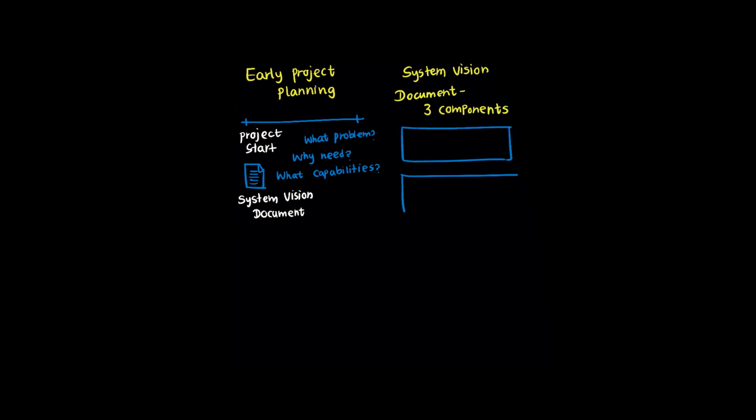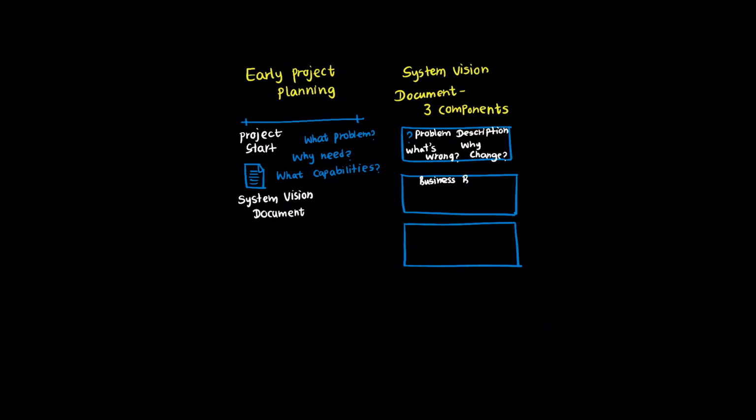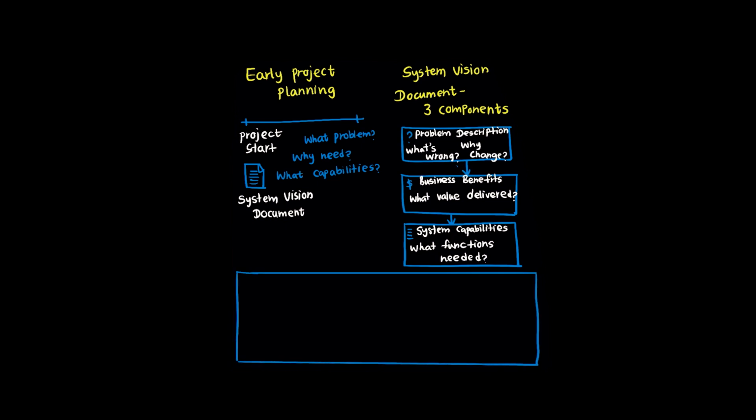Second, it outlines the business benefits. What value will this new system bring to the organization, usually measured in terms like improved efficiency, reduced costs, better patient outcomes, or competitive advantage? Third, it lists the system capabilities, the high-level functions and features the new system needs to have to solve the problems and deliver those benefits. Together, these three components define the project's scope and purpose at a conceptual level before you dive into technical details.